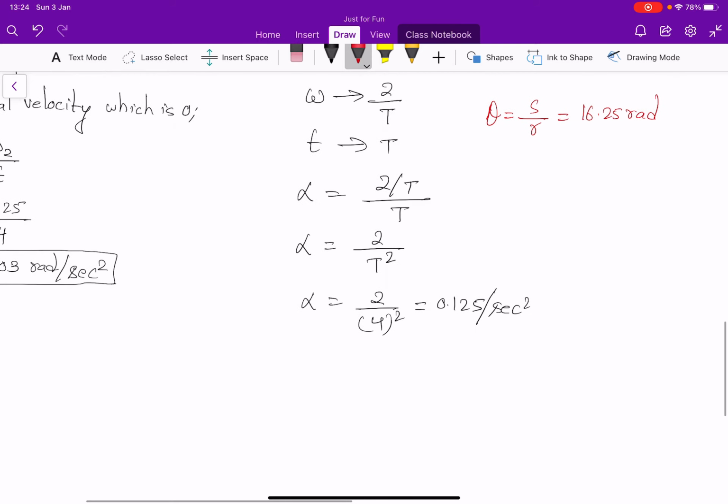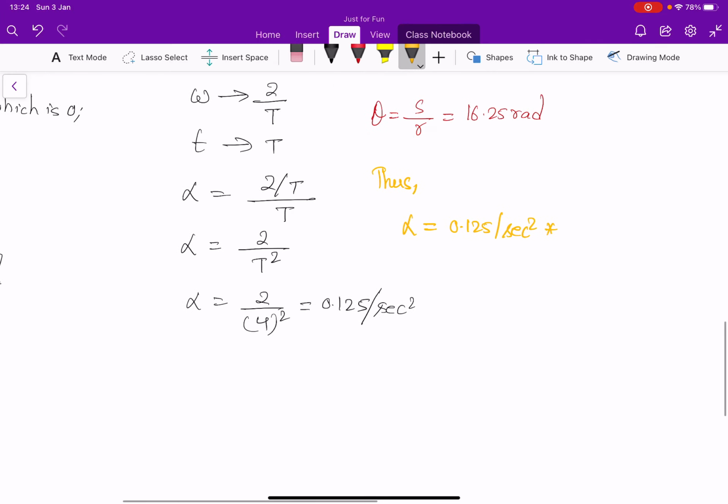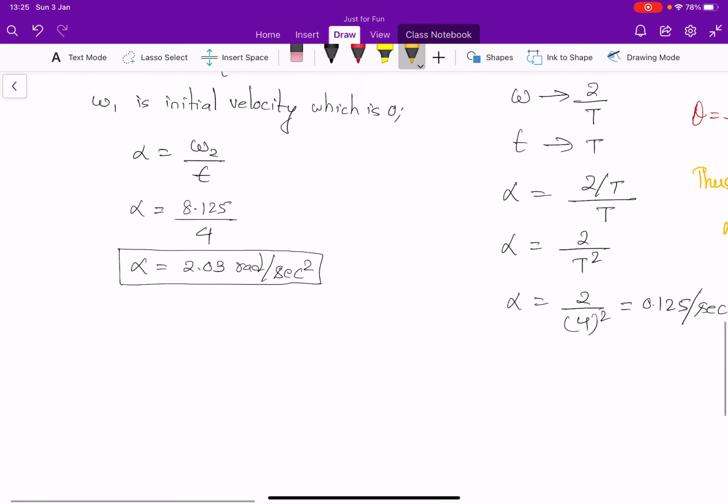So what do we have to do here? We need to multiply these two values in such a way that we can get radian per second square. So our alpha is going to be 0.125 per second square times 16.25 radian. So we're going to get alpha as 2.03 radian per second square, and hence we get the same answer, and we verified that.